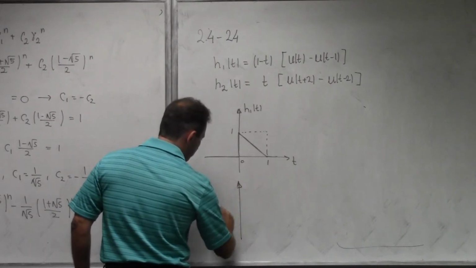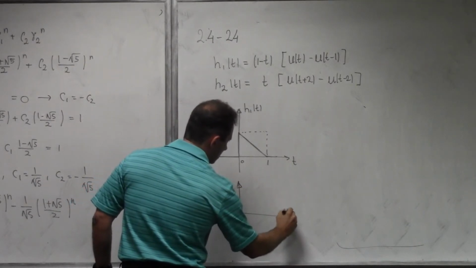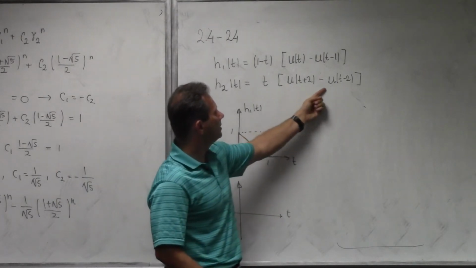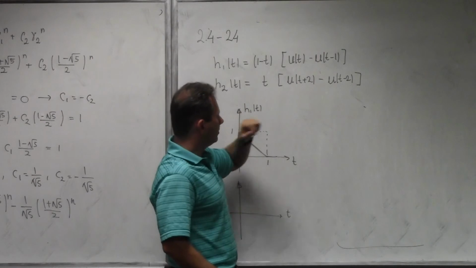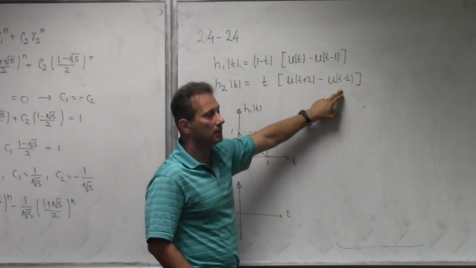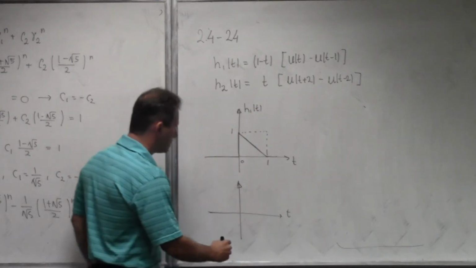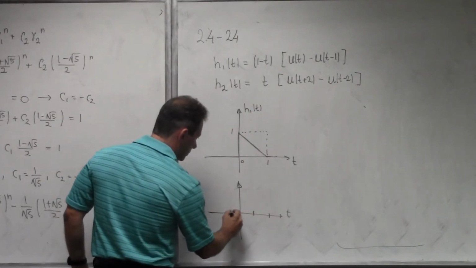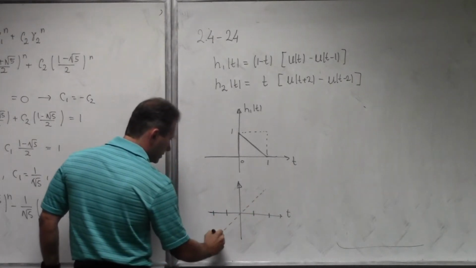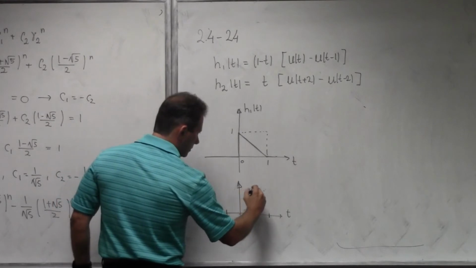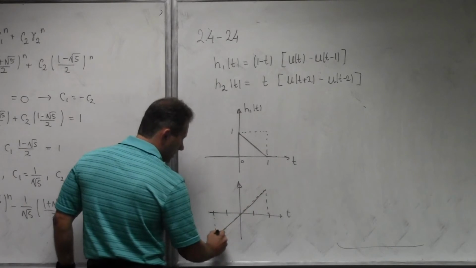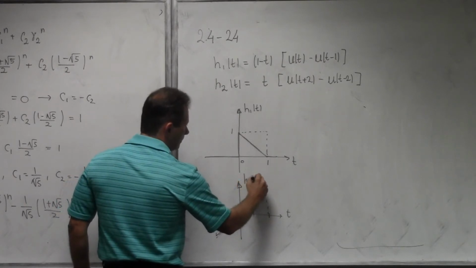H2 of t, now you have, this is a pulse again, but goes from minus 2 to 2, right? And in the interval it is equal to t. So this is 1, 2, minus 1, minus 2. And this is this function. Right? So this is how the function looks. So this is our H2 of t.